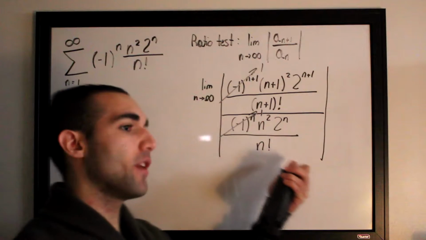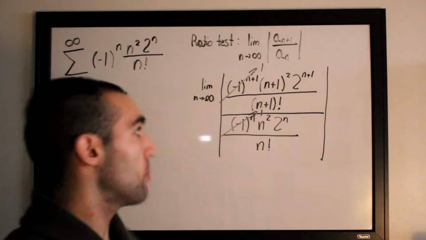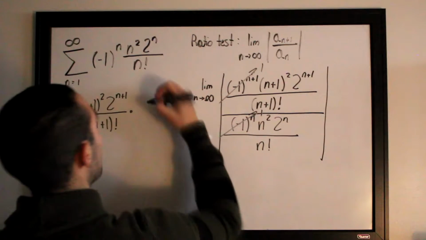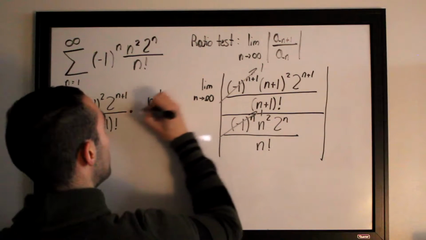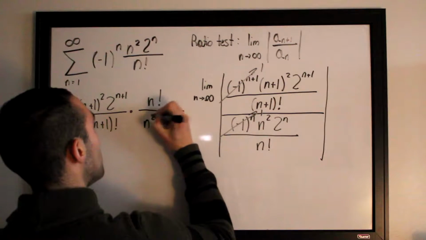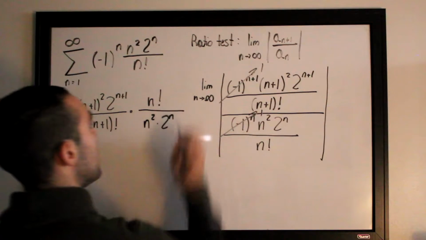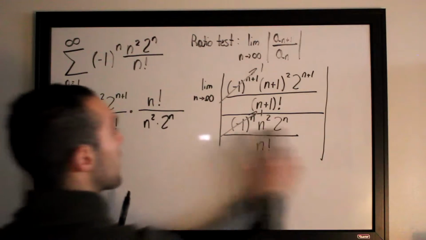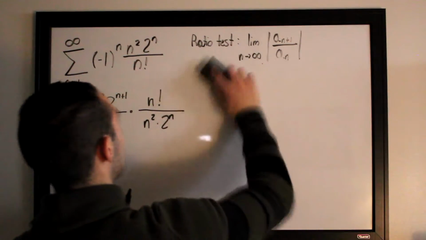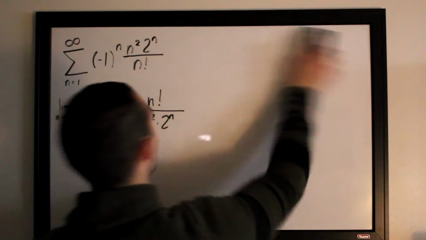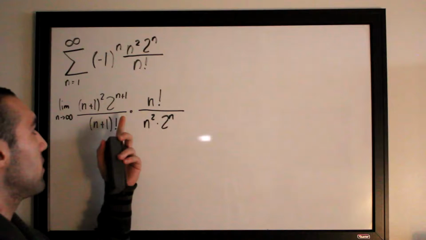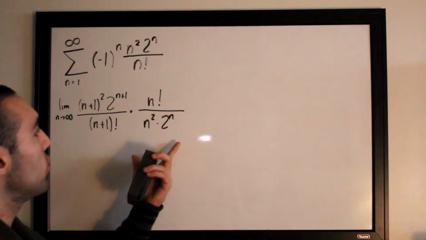And since we're dividing by this, we can also just multiply by its reciprocal, so that's what I'm going to do here. So I will multiply this by n factorial over n^2 times 2^n. And now we have some common factors that can be cancelled out. We have 2^(n+1) over here and 2^n.